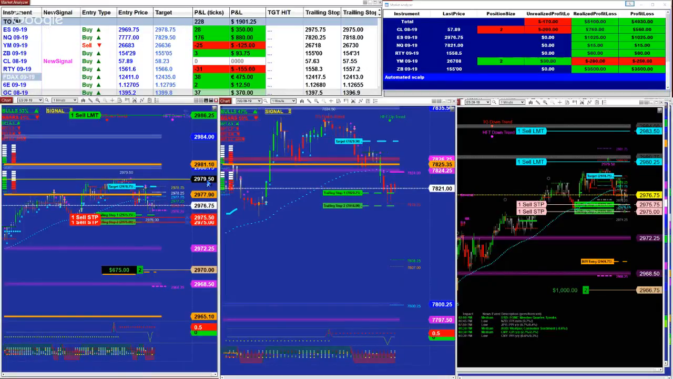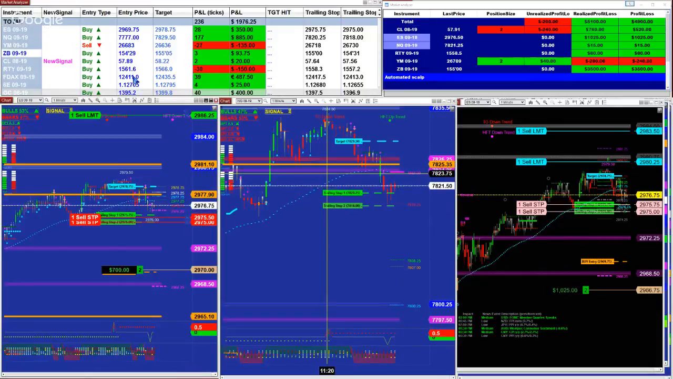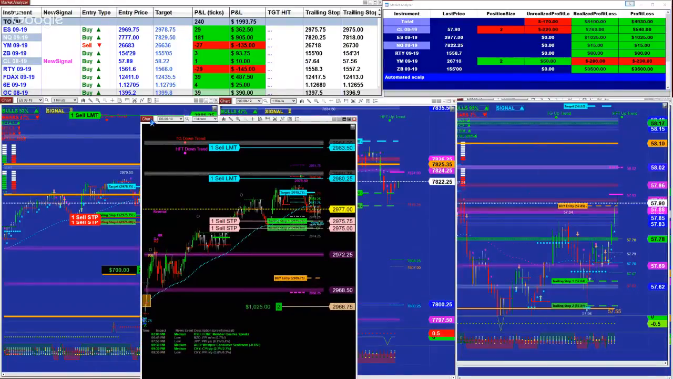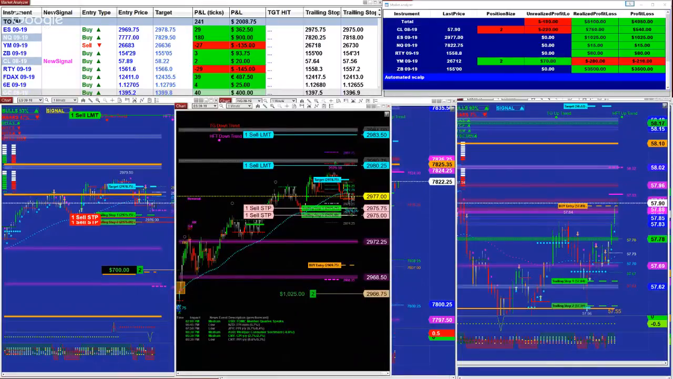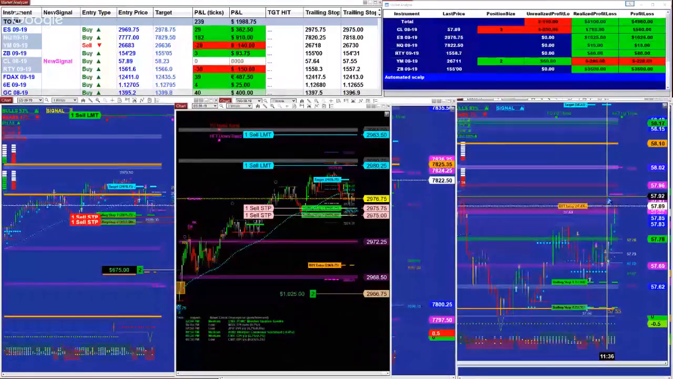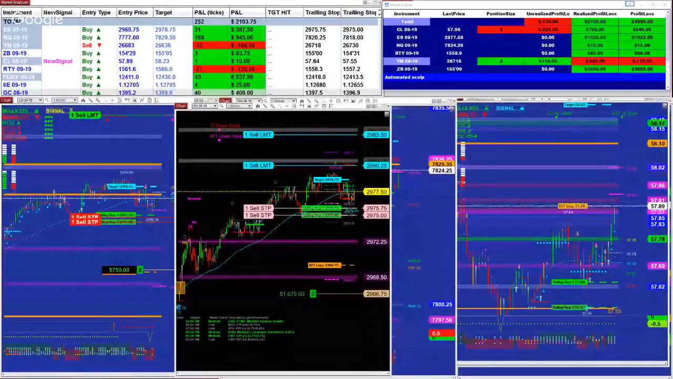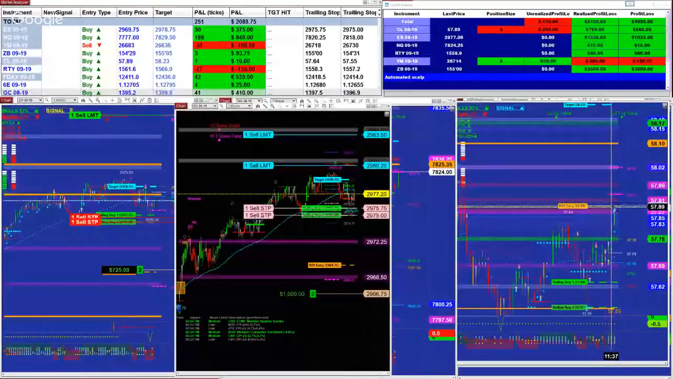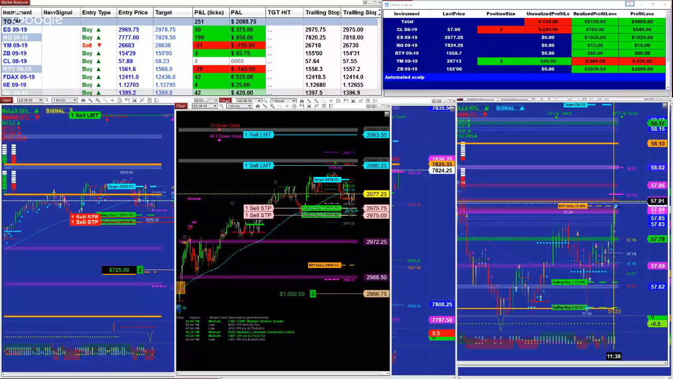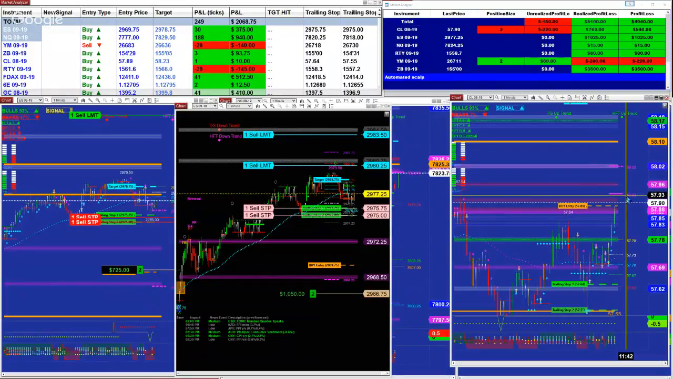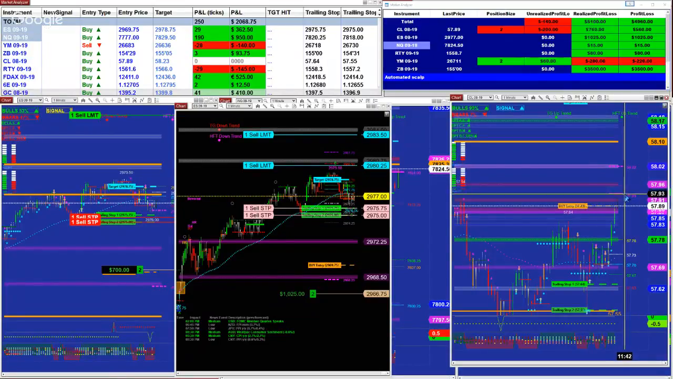We have a new signal on the CL: buy at 57.89, target 58.22. Here it is on the CL. But if you want to take it, look, there is a resistance here, so try to put it at 57.93, because there is a resistance level right above the entry signal. You see how the CL is struggling. If you want to trade the CL, you have to put at least a 57.93 limit buy order on the CL.